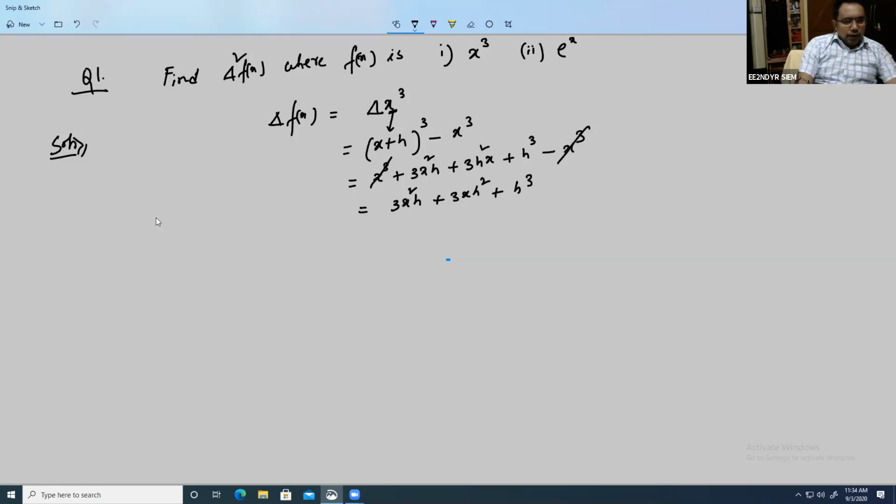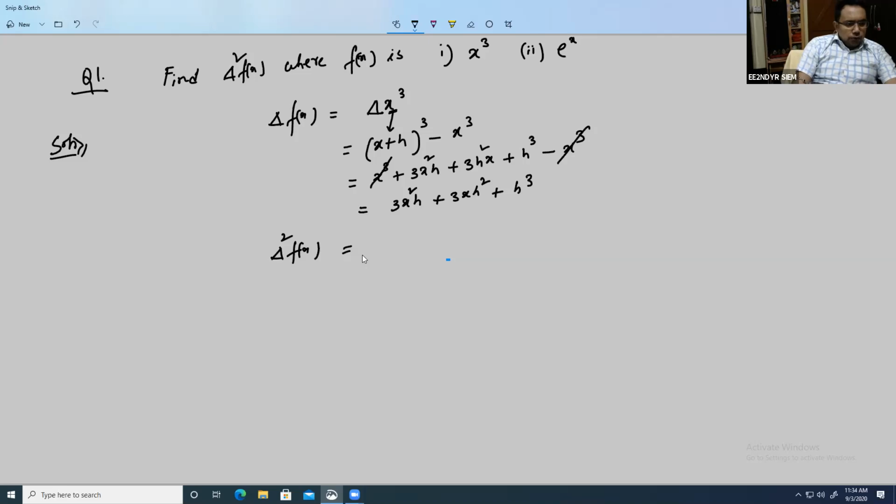Next, I will derive del square f of x. So this is del square f of x. What is my del square f of x? Look at your previous notebook. So del square yi equals del of y i plus 1 minus del yi. Very simple.